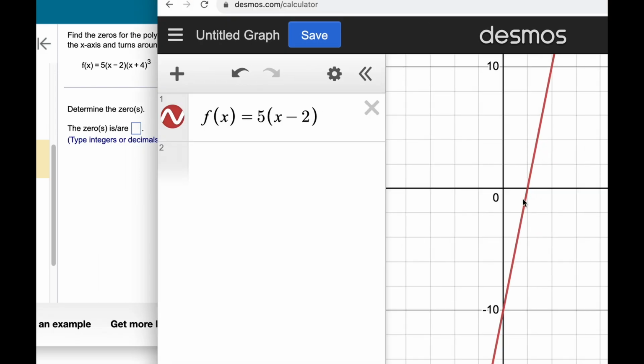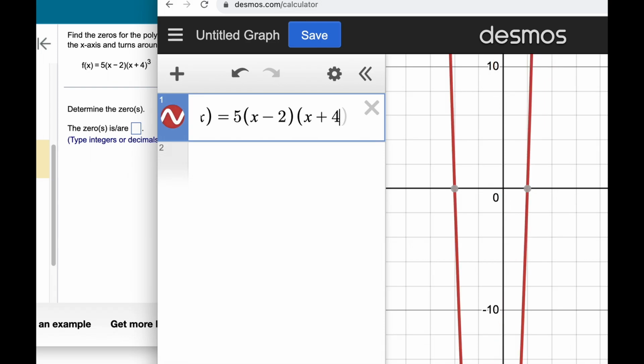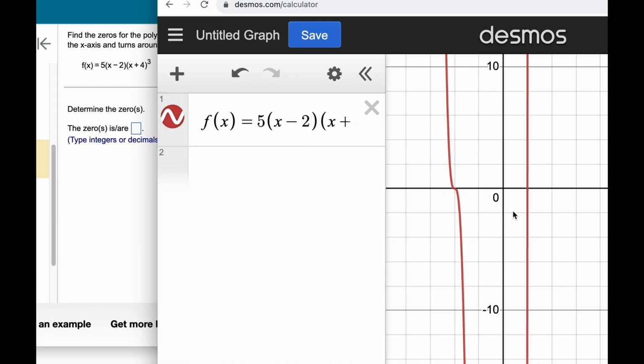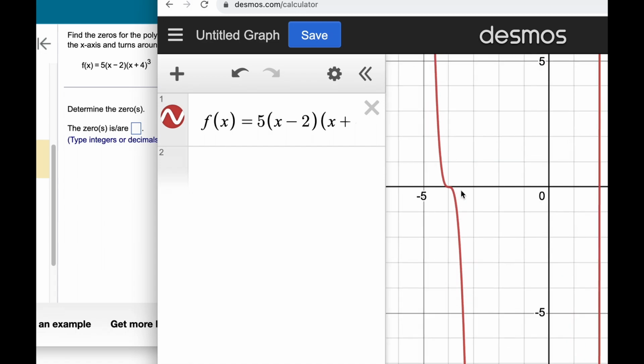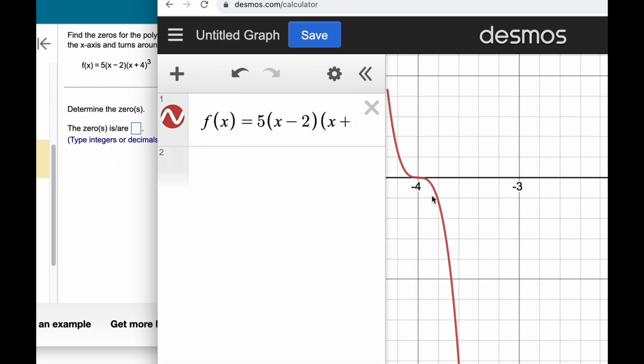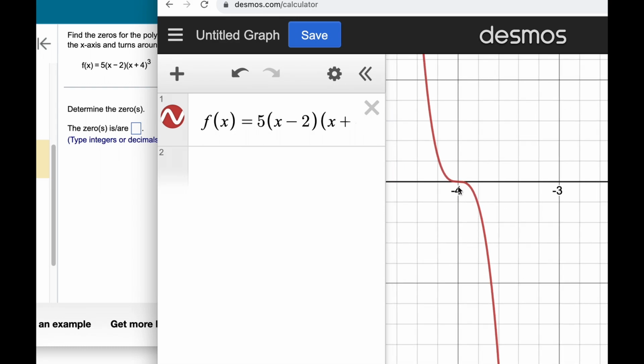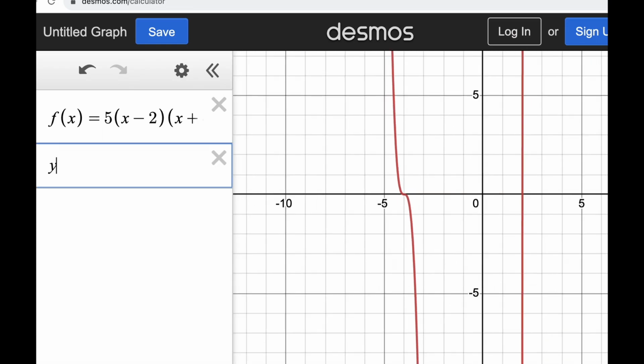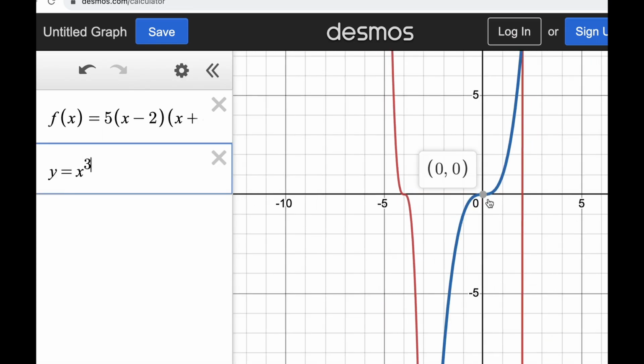Okay, so there it is cutting through positive 2, but I didn't put all the factors in yet. So there we go. As you can see, it just cuts straight through x equals 2, but at negative 4 there is this cubic behavior. Y'all know what x cubed looks like, I assume, right? X cubed does that, has that wiggle that they're talking about.